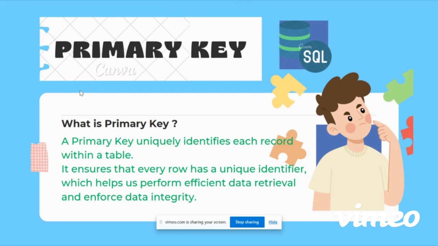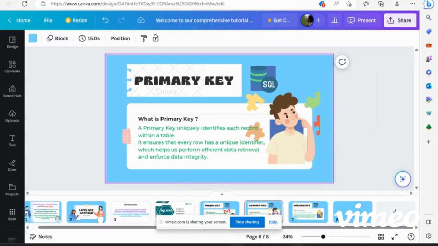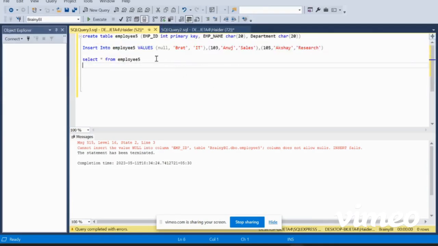What is a primary key? A primary key uniquely identifies each record within a table. It ensures that every row has a unique identifier, which helps us perform efficient data retrieval and enforce data integrity. So, to better understand this, let's take an example of an employee table. Right. So, for example, in this case, we are creating this employee 6 table which has 3 columns: employee ID, employee name, and department. Right. So let's first create this table.